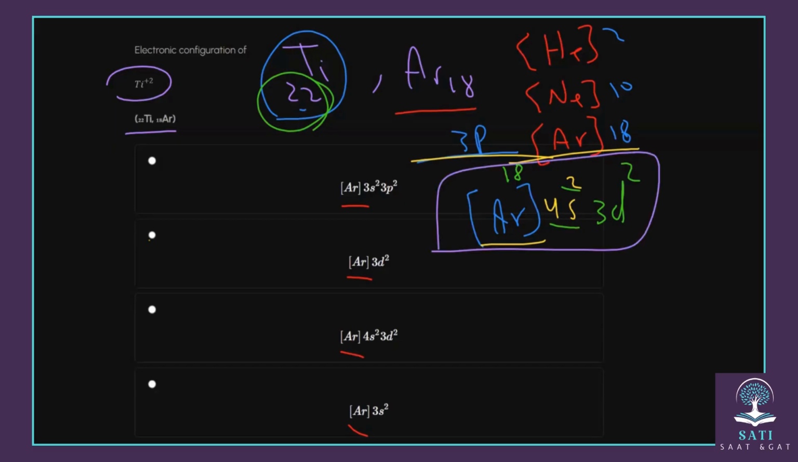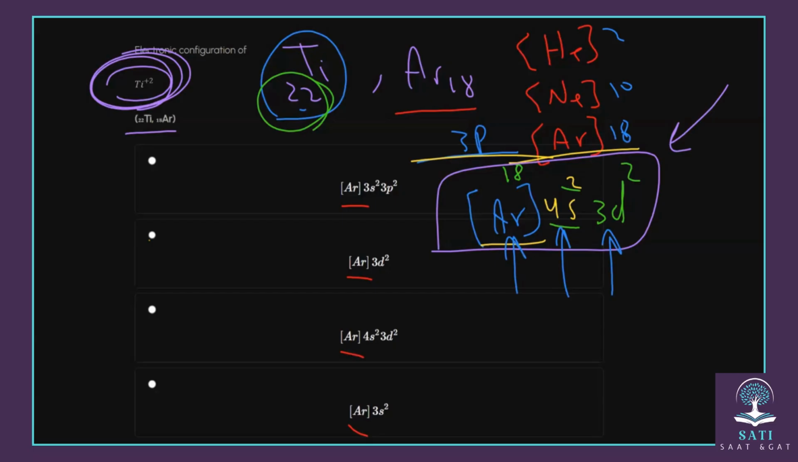Okay, good. But the question now is not about the atom. The question is about the ion, which is positive 2. Positive 2 means the number of protons is more than electrons by 2. So this atom lost 2 electrons. When it loses 2 electrons, will it lose them from this part, or this part, or this part?